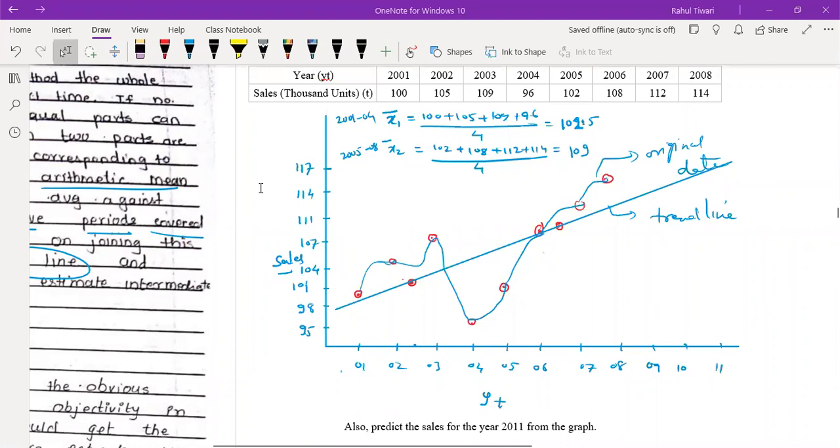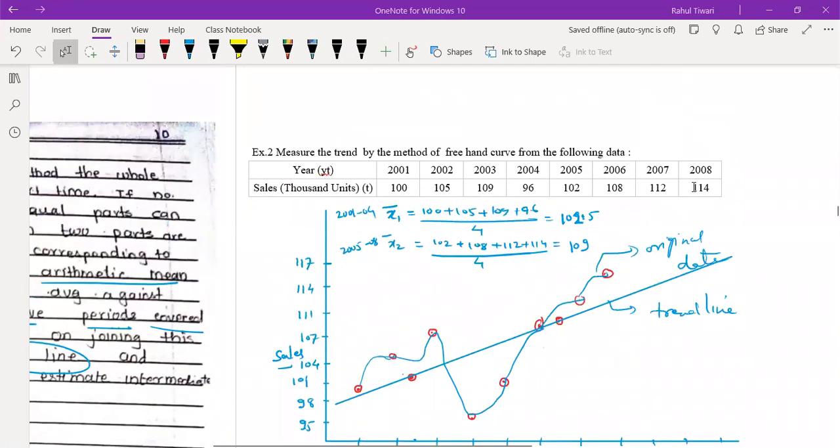Any question in this method, anyone? Any question? Or you have not understood anything, like how to calculate? So you now do the same example, okay? You may take down the same example. Only I'm just giving the data of 2009. So just take down, I have a data with me. Take 2009 ka data, which is 120.